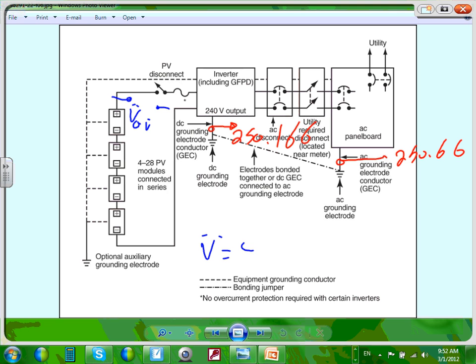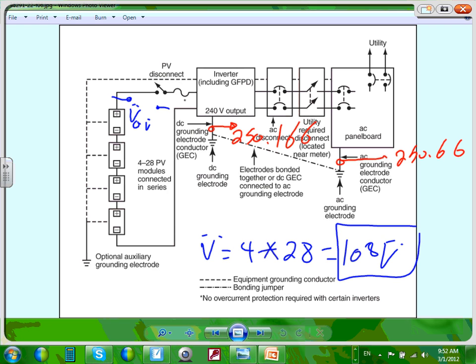V equals 4 times 28. What's 4 times 28? Anybody have a calculator? 112, thank you. We have somebody who is not awake. This is my DC, so my system is 112 volts DC.